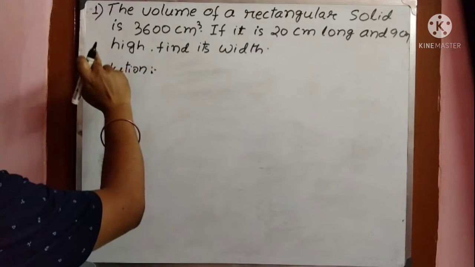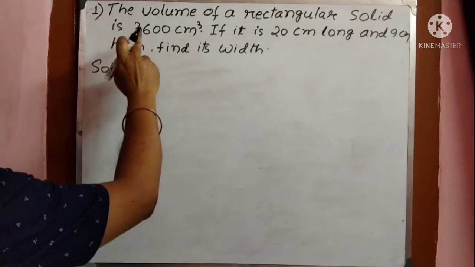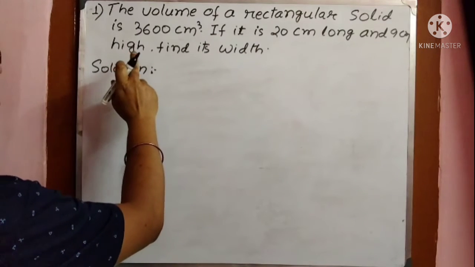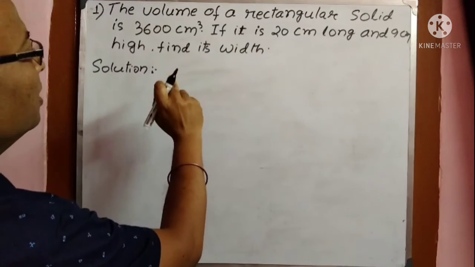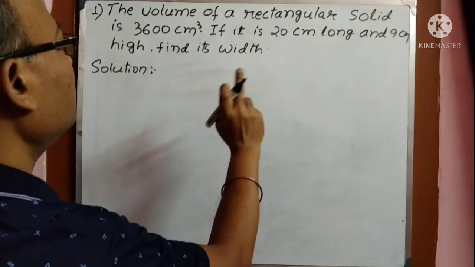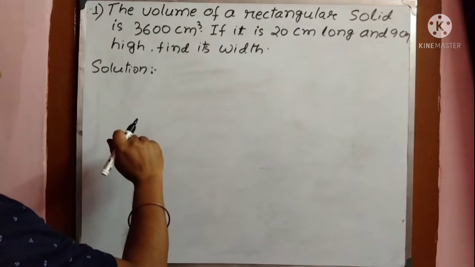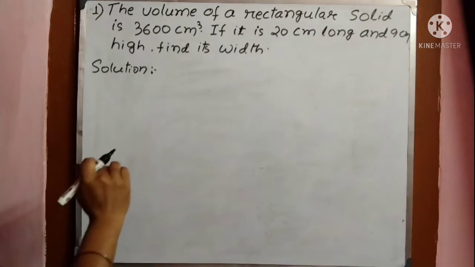Okay. Now, the question is, the volume of a rectangular solid is 3600 centimeter cube. If it is 20 centimeter long and 9 centimeter high, find its width. Okay. We need to find out the width.